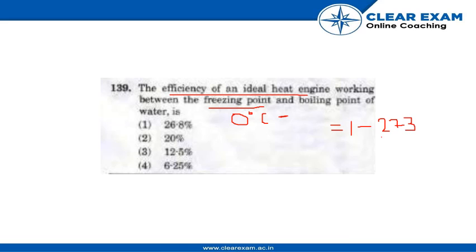1 minus freezing point of water divided by boiling point of water. Boiling point of water is 100 degrees Celsius. If we convert this to Kelvin, it will be 100 plus 273, that is 373. So let's solve this. And this whole will be multiplied by 100 because we have to find the percentage.